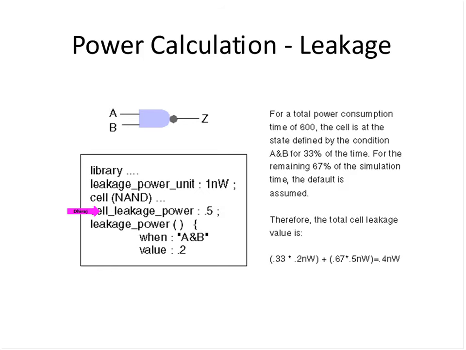Again, please note, leakage power does not depend on the switching. It also depends on the state of the signal. So for a state dependent leakage, if the state of A and B is 1, the power is different. If the state of A and B is something else, the power is different. It can be state dependent, but not switching dependent.